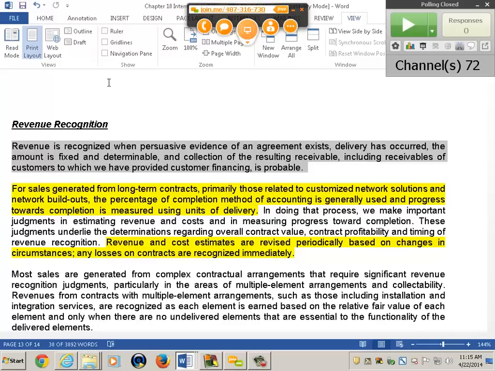Now, the second highlighted area here, which I wanted you to really focus on, is that revenues and costs are revised periodically. Now you remember, hopefully from the example, I know it was a long class, I don't even remember it myself, but we looked at a company that used percentage of completion. In the second year, the percentage completed went from 40 to 38%. And therefore, they had to recognize a loss of $410,000.